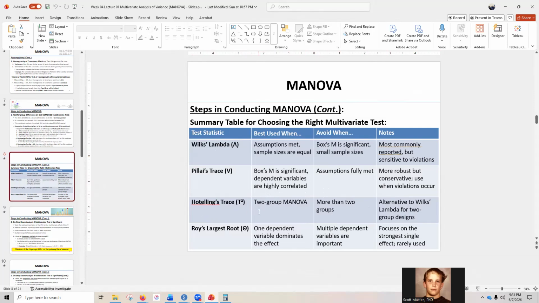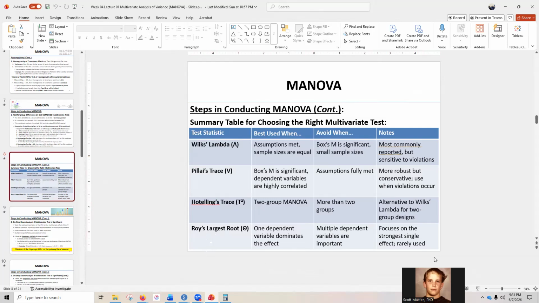Hotelling's trace, or T squared, is when you've got a MANOVA that just has two groups for the independent variable. You don't want to use it if you have more than two groups. It is sort of like the t-test equivalent of Wilks lambda, essentially. So if you've got a two-group design, two levels of the independent variable, this is the one to use. And then finally, Roy's largest root is the one to use when you have one dependent variable that totally dominates the relationship between the two.